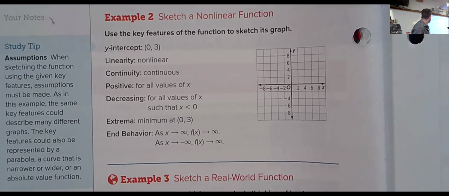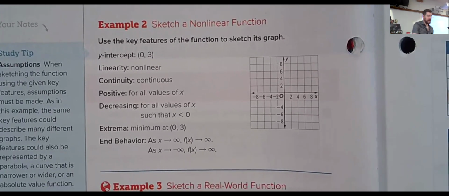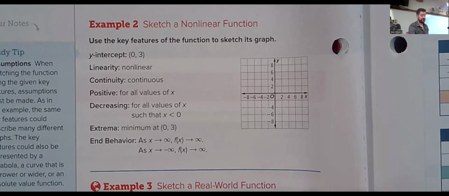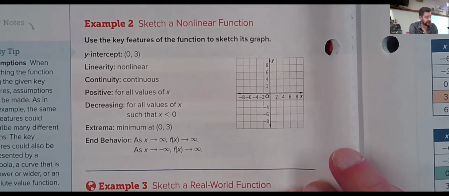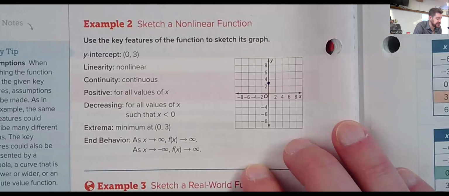So we have a y-intercept at 0, 3. Let's start with that. Our y-intercept is at the point 0, 3. Now the y-axis is going up by 2 each time. So we're going to have to go halfway in between 2 and 4 for our y-intercept of 3.